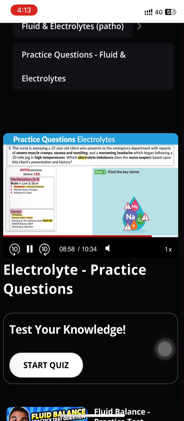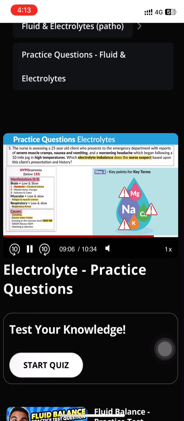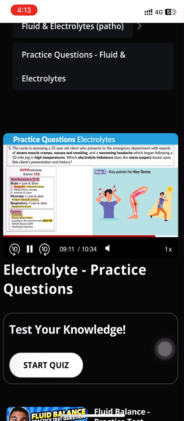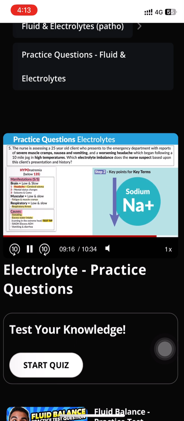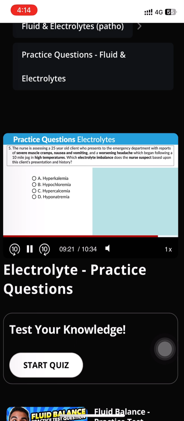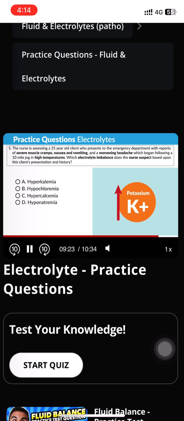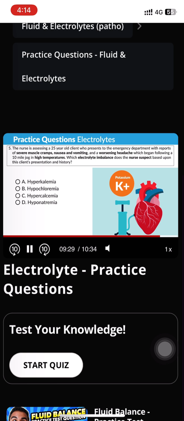So the question's asking for which electrolyte imbalance to suspect. So before looking at the options for answering, again, think about the key terms: headache and severe muscle cramps, along with sweating from a jog in the extreme heat. So in this case, we gotta think low sodium, that hyponatremia, right? So let's look at our options. Option A, that hyperkalemia, is incorrect. This is high potassium. So we'd expect high pumps inside the heart. And the question doesn't say anything about dysrhythmias or even hypertension, right?